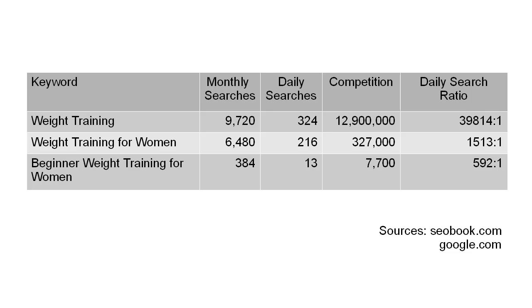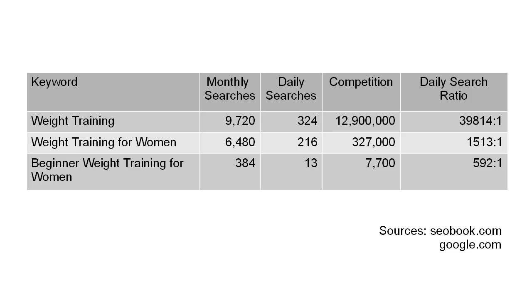If we look at this table here, you can see we've got the keywords, and we've got here the number of monthly searches in Google, the number of daily searches done in Google, the competition, that's the number of sites that are indexed in Google for that particular keyword, and the daily search ratio. And what that is, is the competition divided by the number of daily searches. So if everything was equally weighted, those are the probabilities that someone doing a search for that keyword will reach your site. Now let's just take a look at these.